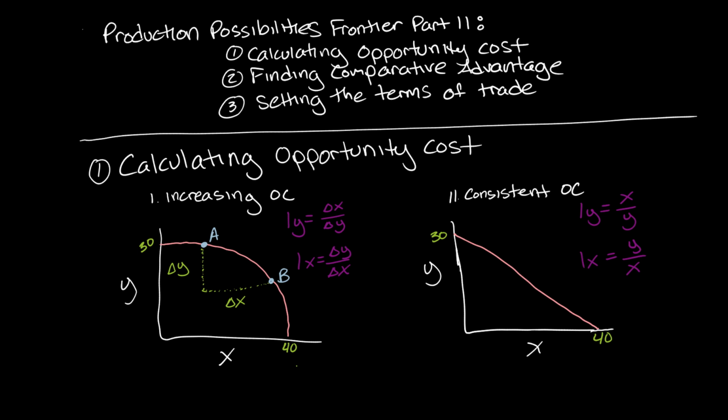The first slide, we're going to talk about calculating opportunity costs and the different types of production possibility frontier they'll see on the AP exam. The second slide, we're going to run through finding comparative advantage and absolute advantage and what to do with that information. And then we'll wrap it up with the third slide, which is setting the terms of trade.